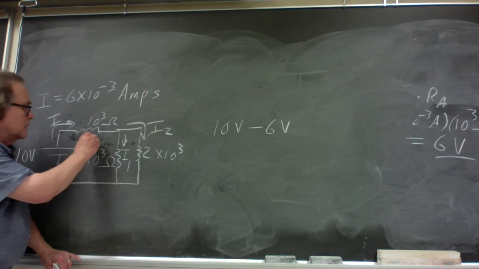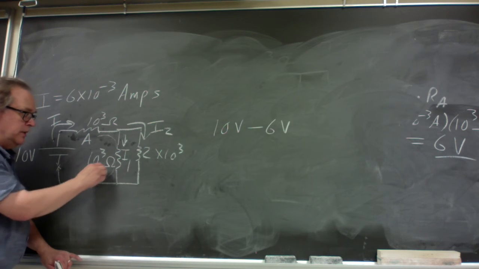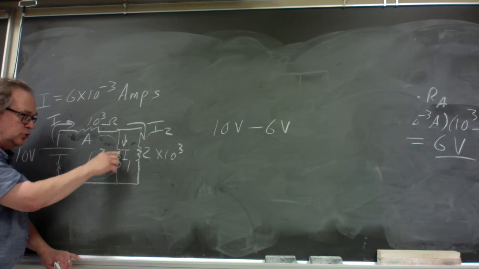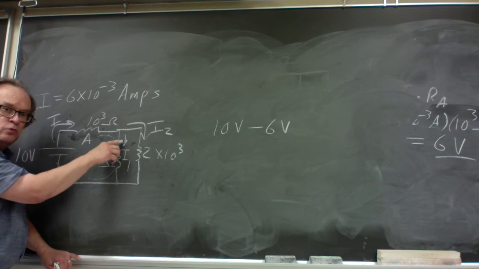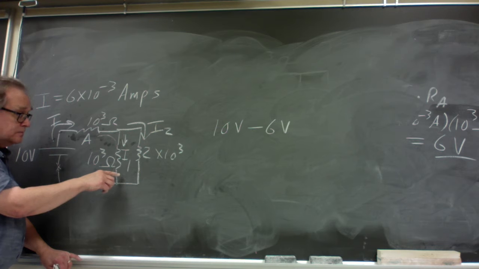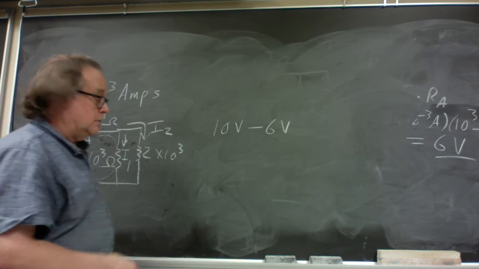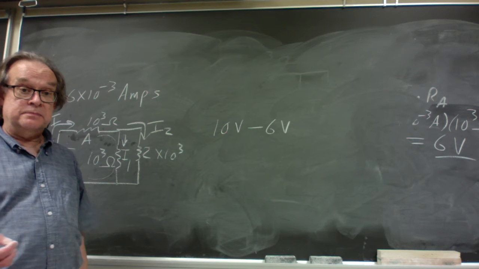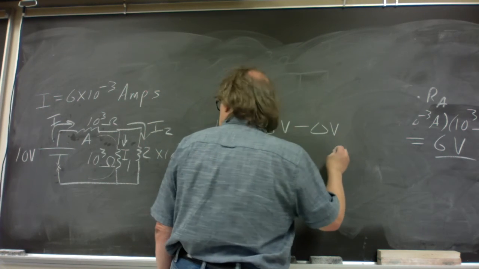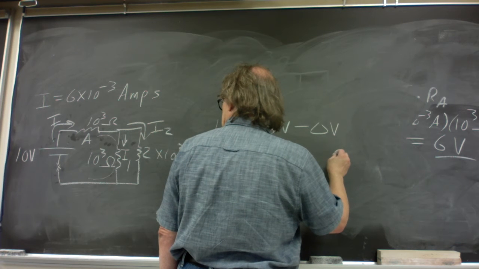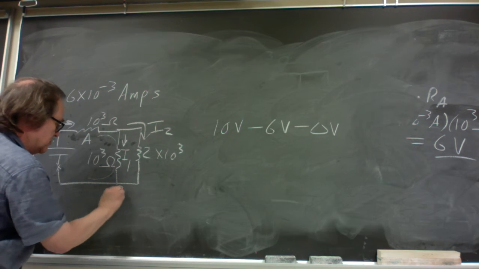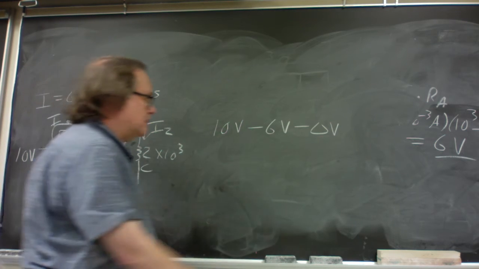And then, say you're going through this path here, and the last potential change you'll get is the potential change between here and here. Again, you're moving in the same direction as the conventional current, so that's a potential decrease through the resistor, and we'll call that resistor B and this resistor C.